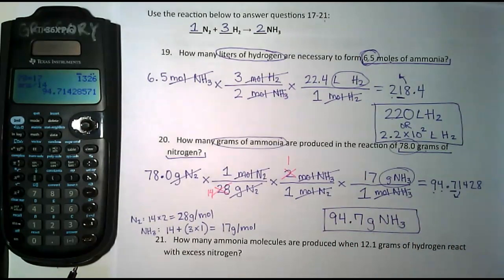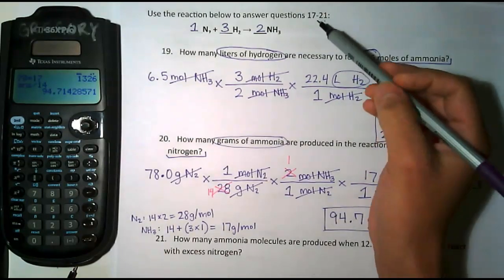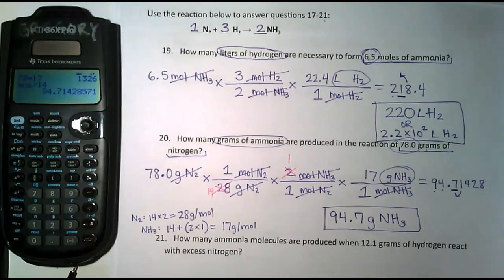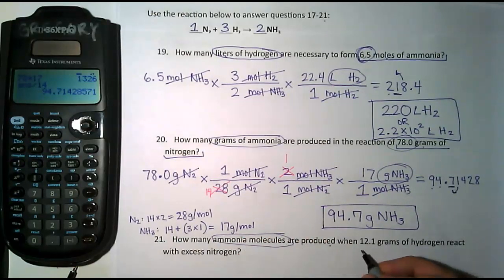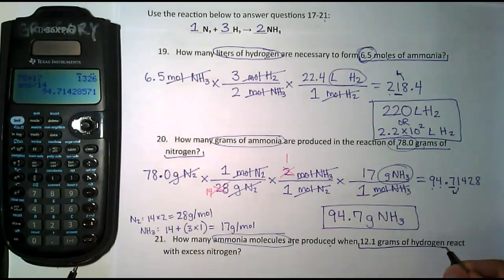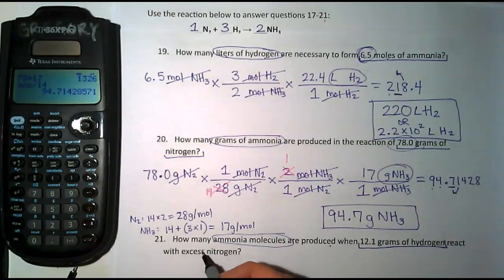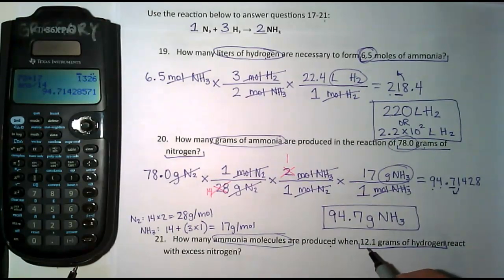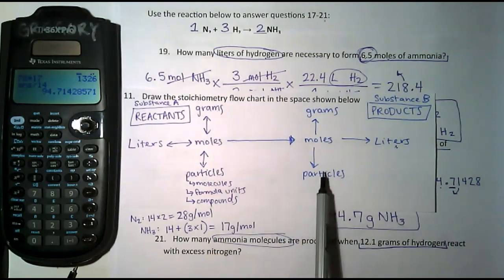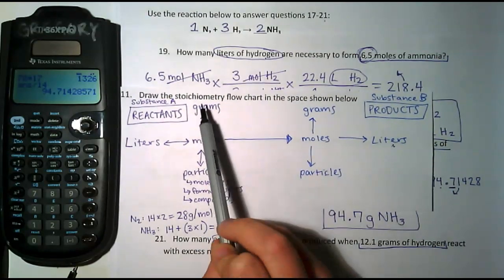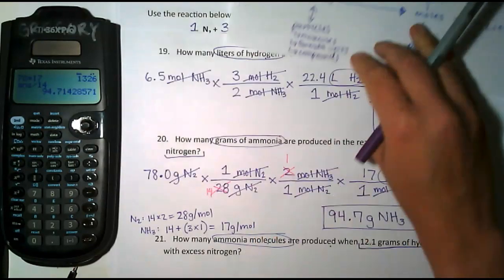Alright, and then number 21, the last problem that goes with this chemical equation. It says how many ammonia molecules, so that's what we're looking for, ammonia molecules, are produced when 12.1 grams of hydrogen react with excess nitrogen. So with extra nitrogen, if 12.1 grams of hydrogen react, how much ammonia will be produced? So this is a gram to molecule conversion, so grams of one thing to particles or molecules of another. That's 1, 2, 3 steps.